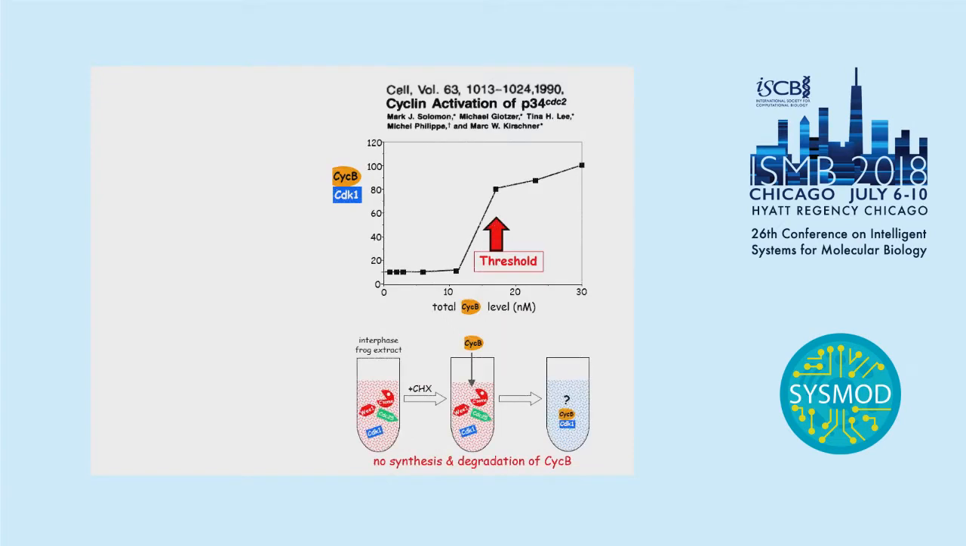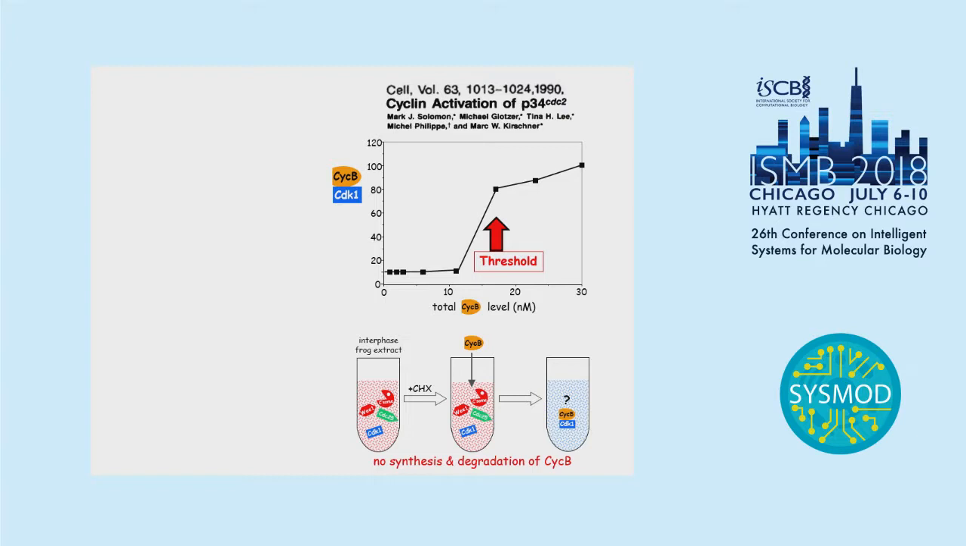Okay, now here's the one experiment I wanted to show you. This was the crucial experiment that gave us this idea back in 1991, actually. The paper was published in 1990. It's a signal response curve for the activity of cyclin-dependent kinase as a function of total cyclin level. I'll tell you just quickly how the experiment is done.